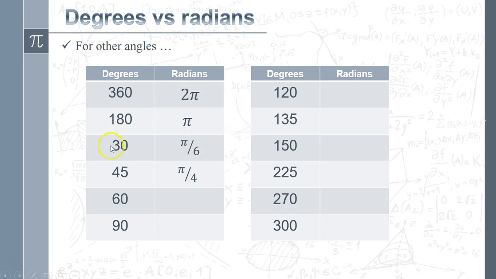So we know that 30 degrees is pi over 6, so therefore 60 degrees, that's going to be double that, so that's 2 pi over 6, which is pi over 3. And then finally in this column we've got 90, which is clearly half of 180, which is pi over 2, or double 45, 2 lots of pi over 4, pi over 2, and there we go.